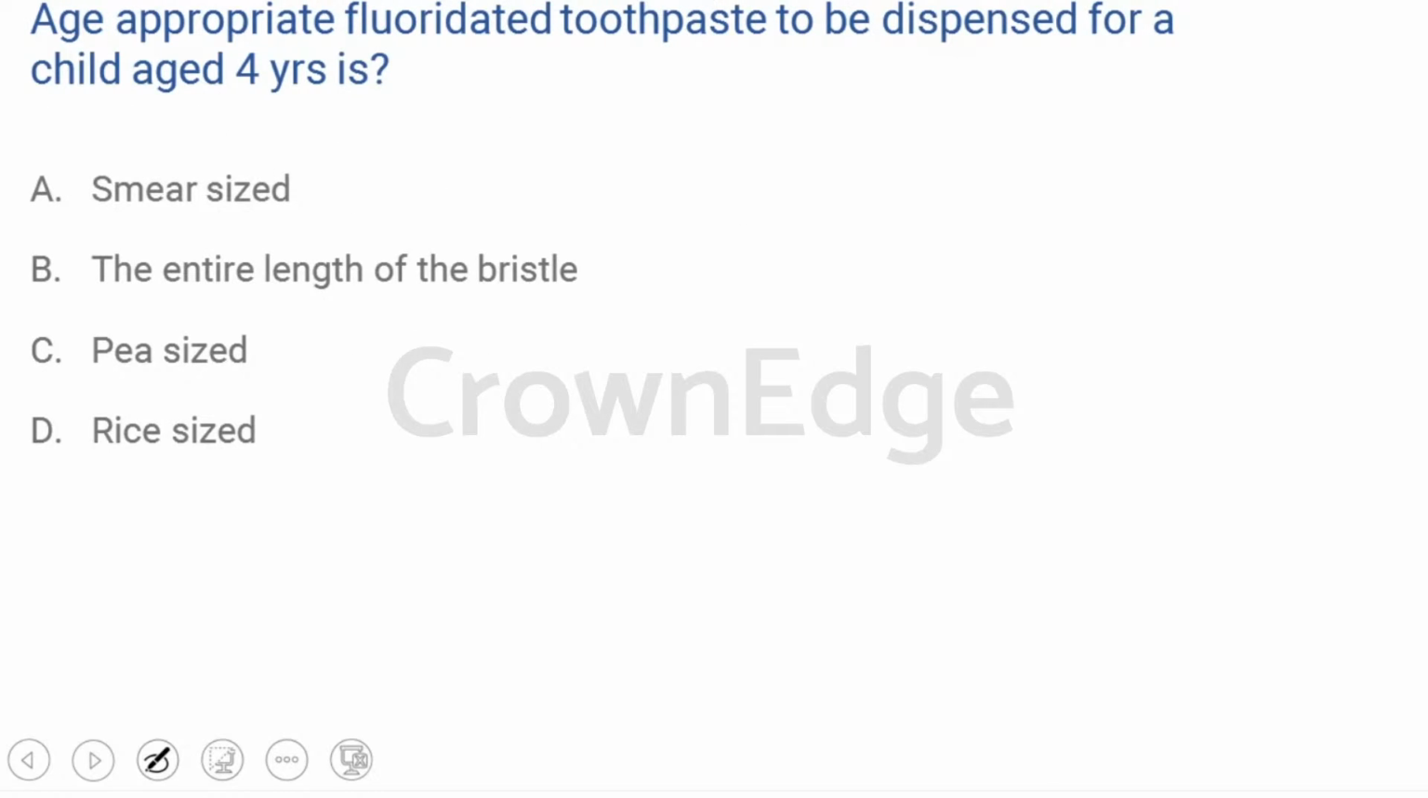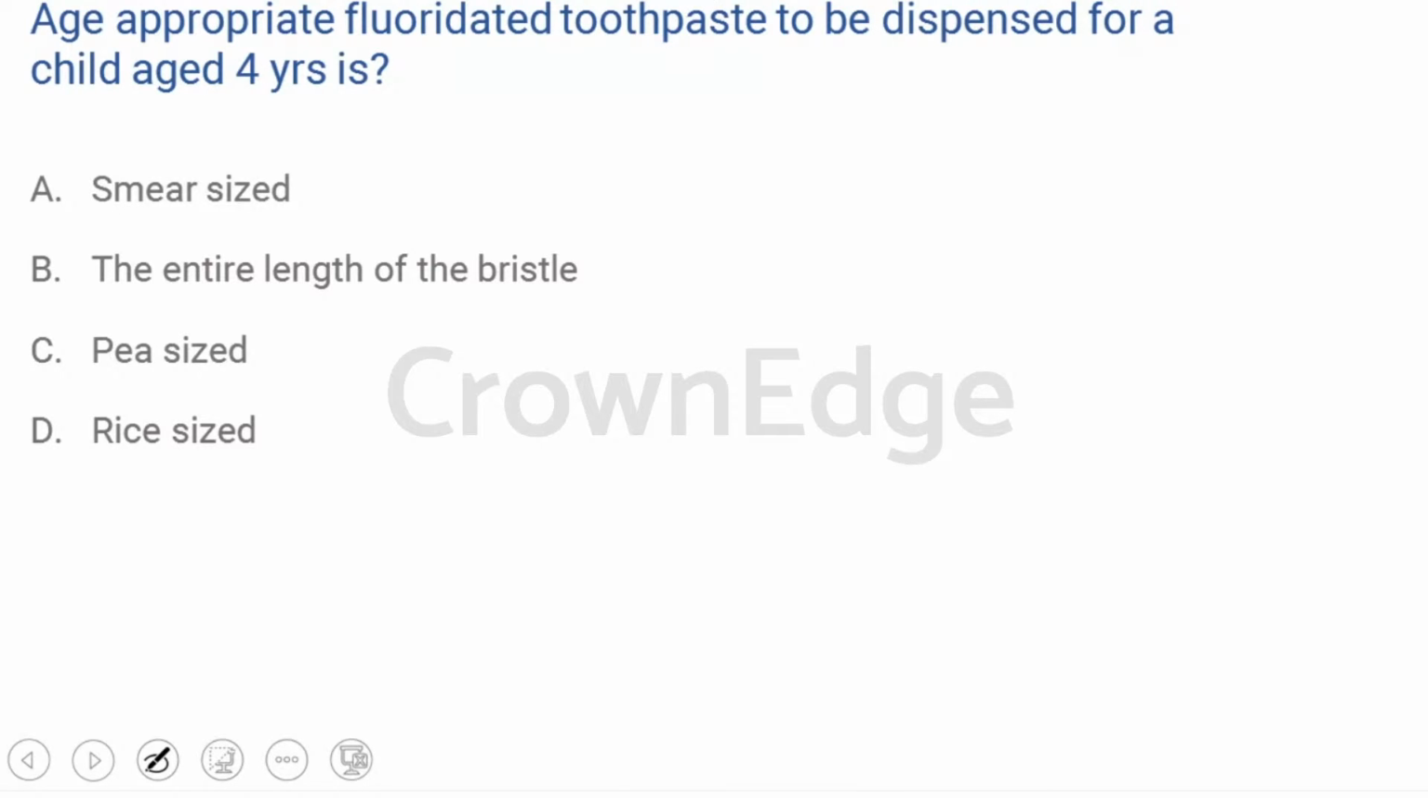The age-appropriate fluoride toothpaste to be dispensed for a child aged 4 years is A, smear-sized, B, the entire length of the bristle, C, pea-sized, D, rice-sized. Okay. So this question is actually dealing with one of the AAPD recommendations, that is the American Academy of Pediatric Dentistry. They have certain guidelines as to how much fluoridated toothpaste can be recommended for a child. So they say that for a child below 3 years, a smear-sized or a rice grain-sized amount of fluoride toothpaste can be dispensed on the toothbrush.